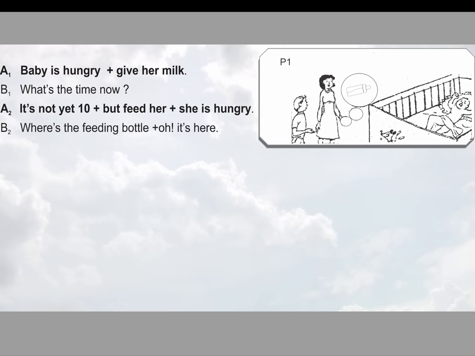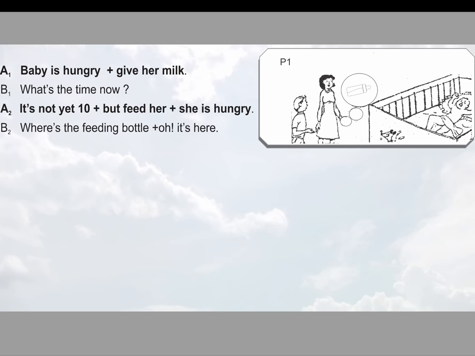Dialogue practice 2.2. Now you look at the book and read the A part. I'll say the B part. Dialogue number 1. Come on, you say the A part.